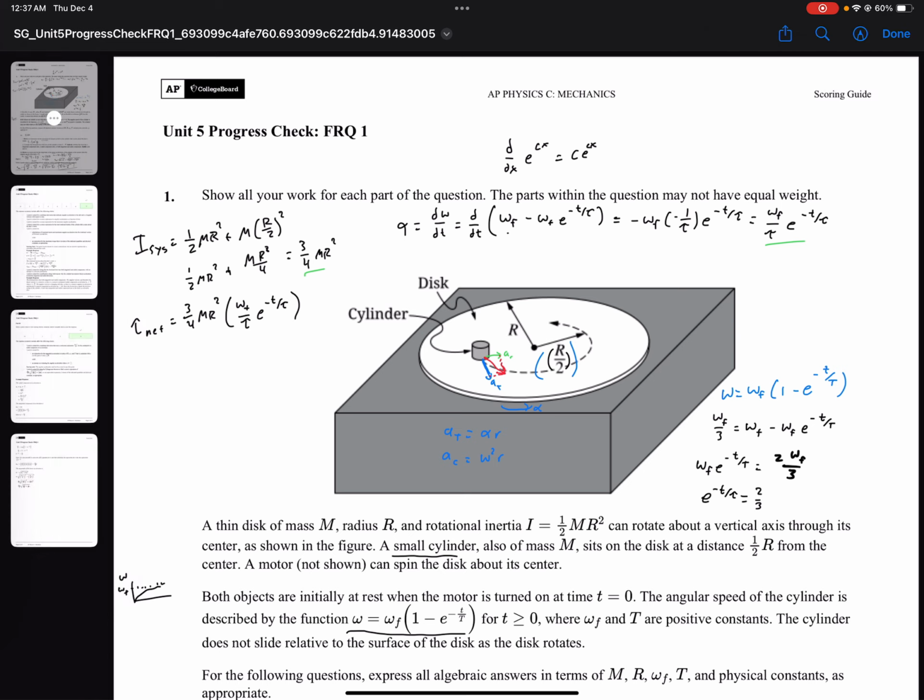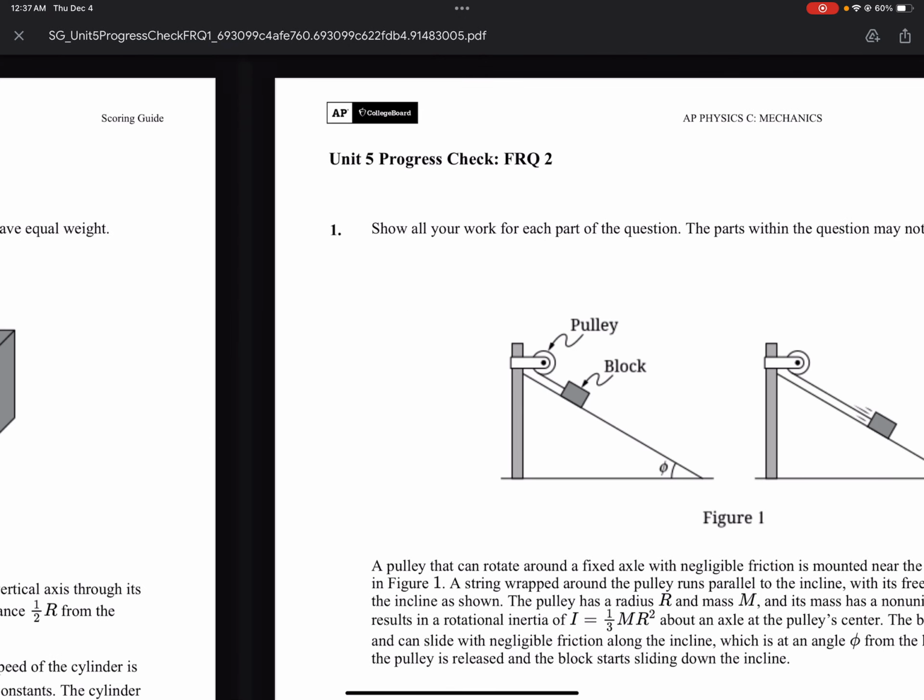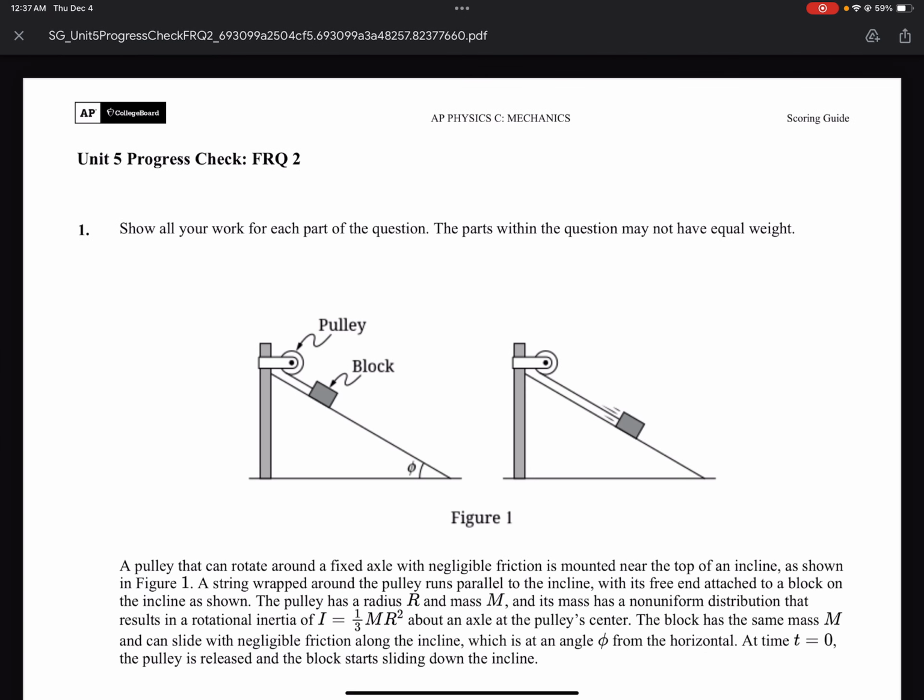How do I get rid of this? Okay, whatever. All right, so here, yes, this is number 2.